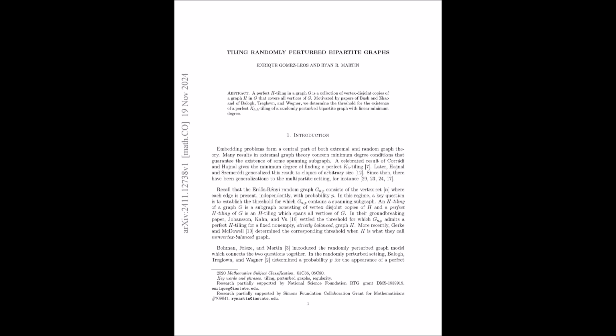Okay, so they're adding in the random element and asking how much randomness we can tolerate while still guaranteeing these perfect tilings. Exactly. And so the big question is, what is that threshold function? Yes. That precise probability p at which we tip from almost certainly not having a perfect tiling to almost certainly having one. Yeah, and Theorem 2 is what answers that.